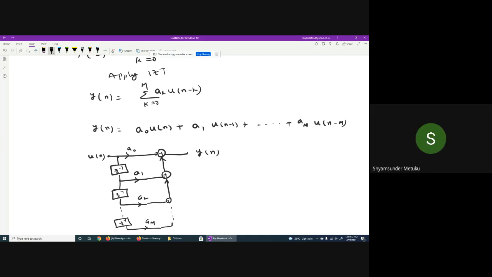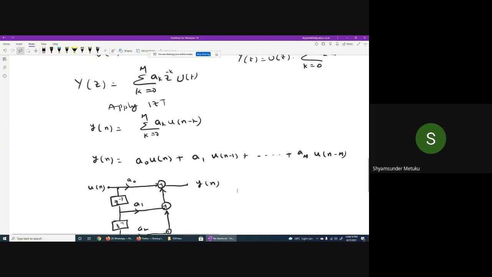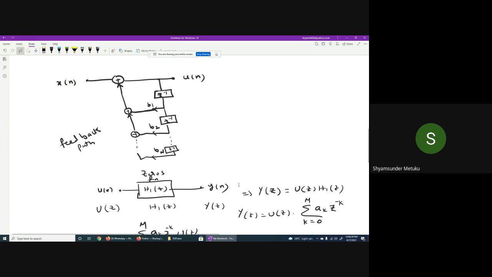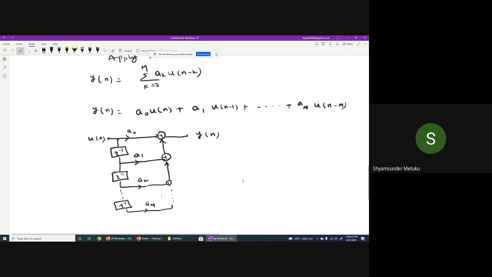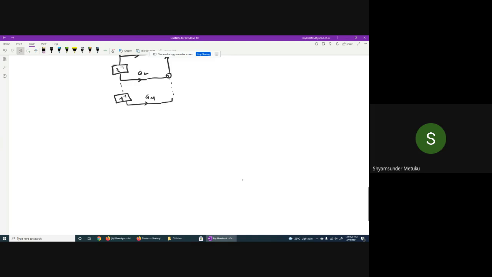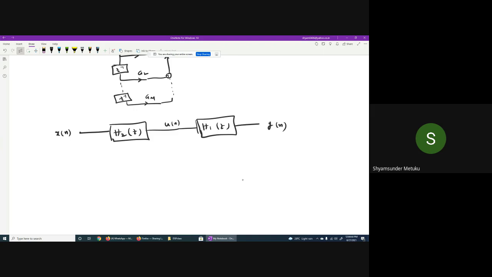So I'm just writing this way. So I got the second one also, part 2. Now you need to combine part 1 and part 2. So this is part 1 and this will be part 2. Now let me combine. You have x of n, you have h2 of z, you have u of n, then you have h1 of z, then you have y of n. Now I'm just trying to replicate what we got.